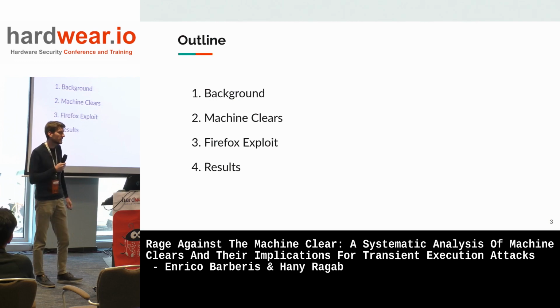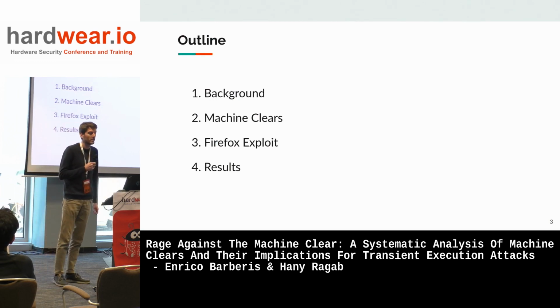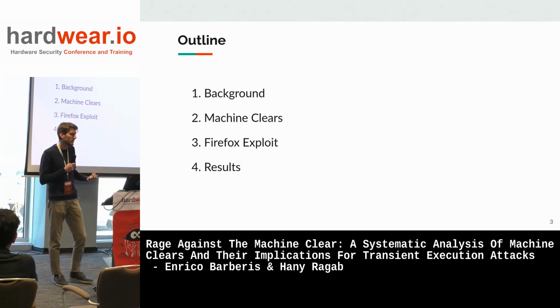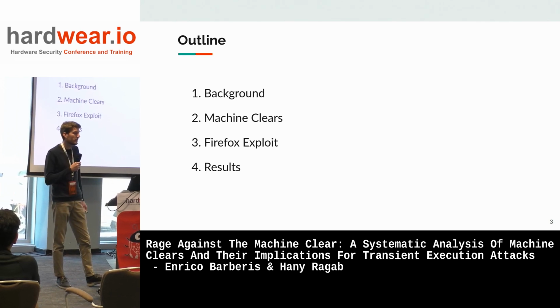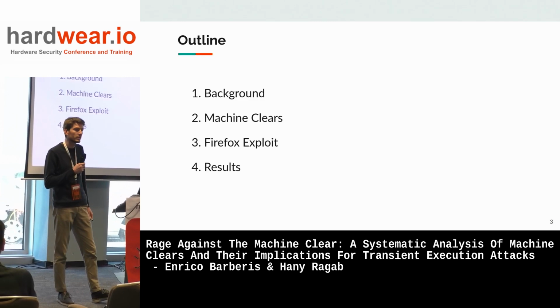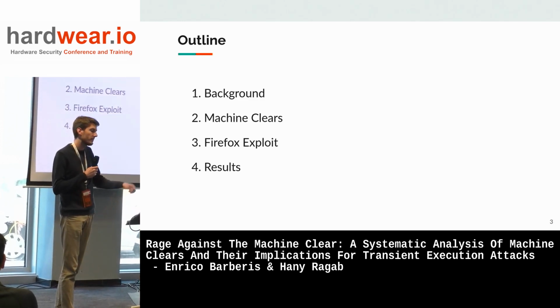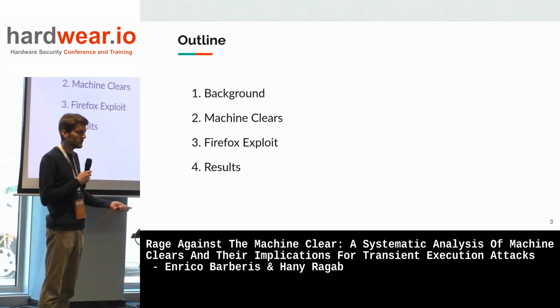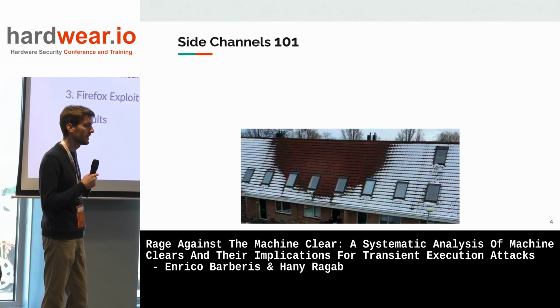The outline for today will be 4 main steps. We start with a small background section to catch up with the main concepts. Then we'll explain the core of the slides, which are about machine clears. Later, we also will show a full end-to-end exploit on Firefox. And finally, some conclusions, a recap and results.